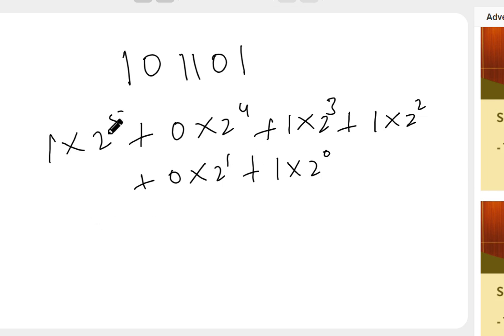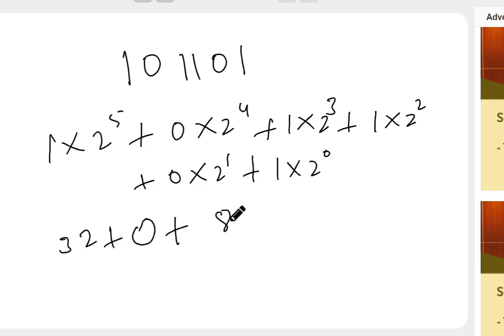So now you have to find out the value. 2 power 5 value is how much? Multiply 2, 5 times and you will get 32. 32 into 1 is 32. Plus, anything into 0 you will get 0. Plus 2 power 3 value. Multiply 2, 3 times, you will get 8.